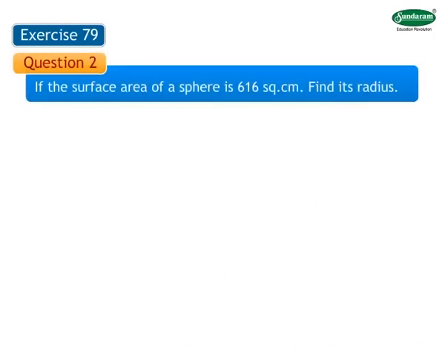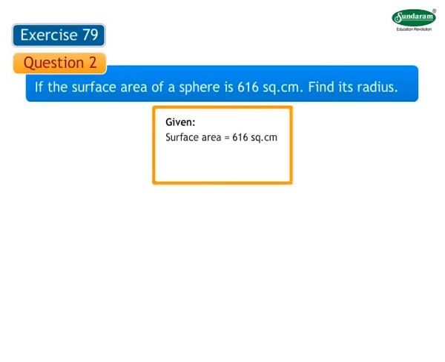Now, let us learn to find the radius of the sphere when the surface area is given. 2. If the surface area of a sphere is 616 square centimeter, find its radius. Given, surface area is equal to 616 square centimeter. We have to find the radius of the sphere. In this sum, we will substitute the formula of the surface area of the sphere and then we will solve the equation formed to find the radius of the sphere.